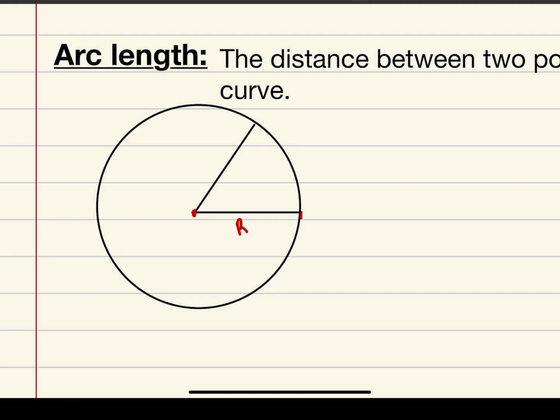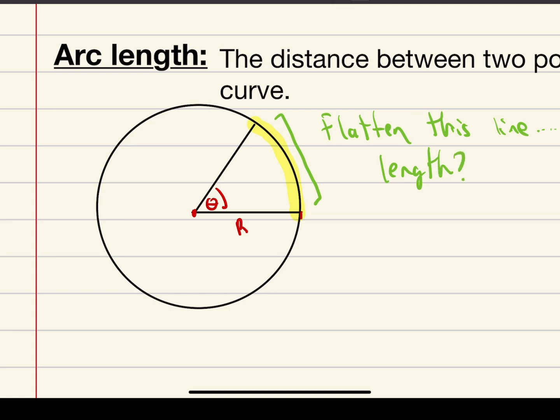The distance created from the terminal arm of that piece, this section over here, with respect to the radius, would be some kind of angle. Now, the arc length refers to this section here. Imagine we were to take that curve and flatten it out. So if you flatten the line, what distance or length would you have? That distance or length that you would find would be called the arc length.